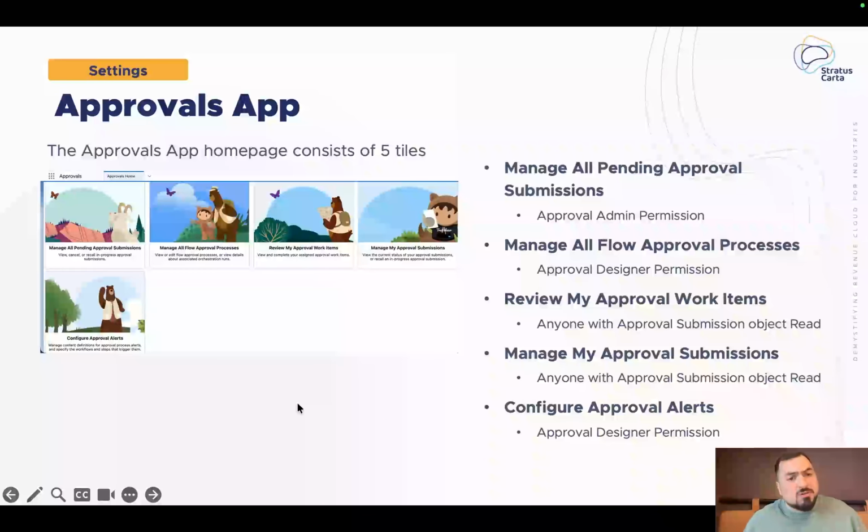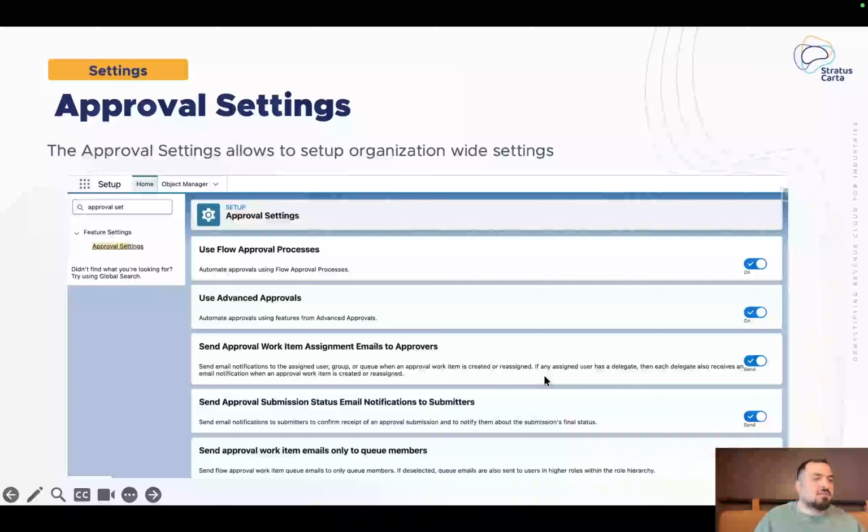Within Advanced Approvals on Core as well, you have the Approvals app, which is more of a control center. As you've seen with other Revenue Cloud capabilities for product catalog management and pricing, we also have an approvals app that helps manage the approval flows, the submissions, the work items, and all of that. You also have approval settings within the org to define org-wide settings for approvals as well.